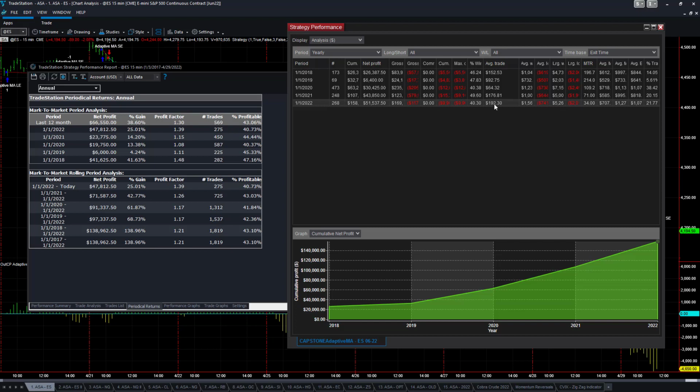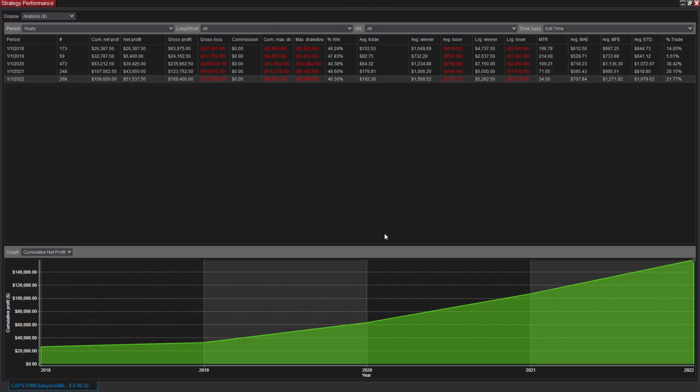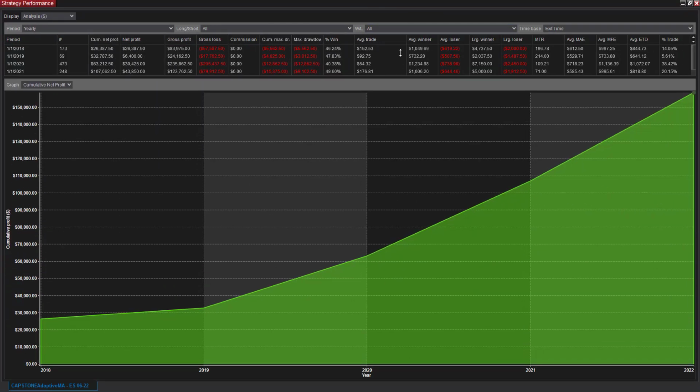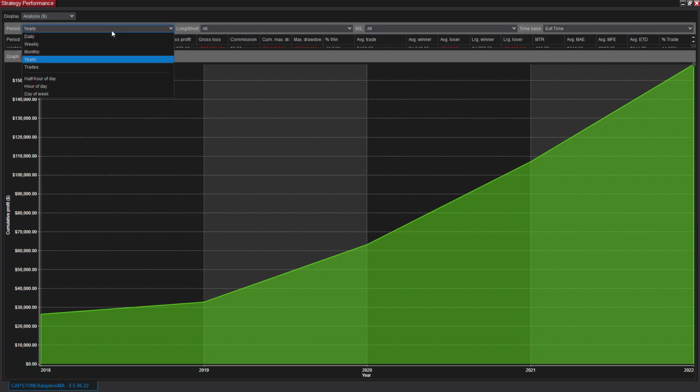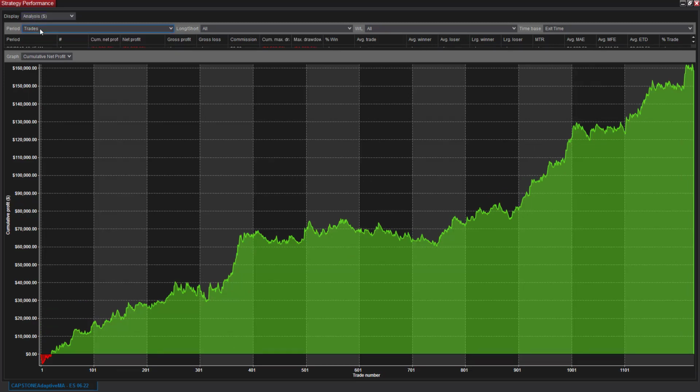Versus TradeStation's 173. Really robust average trade profits every year in this setup. And so you can look at this incrementally and see the statistics on different time frames. You can go yearly, it's less incremental. The equity curve is less incremental. You can go by trades, which is more incremental.